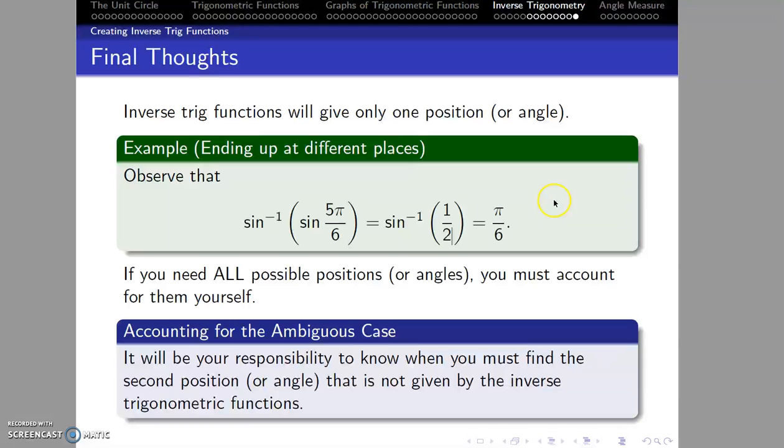So we'll play around with this in the days to come, and then we will do just a little bit more on angle measure, and that will round out the first unit.